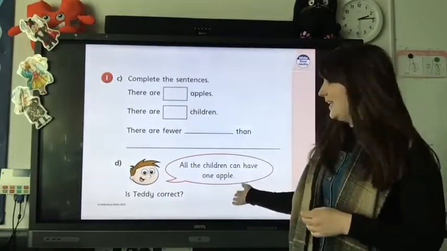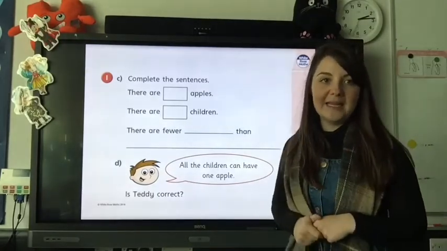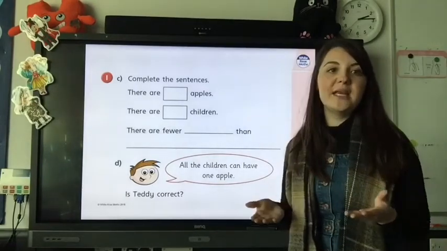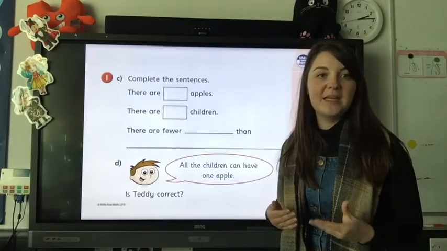Teddy here says all the children can have one apple each. Is that correct? You'll need to go back to your tens frames to try and work that out. Okay, see if you can explain your answer.